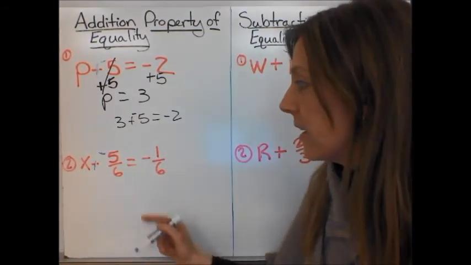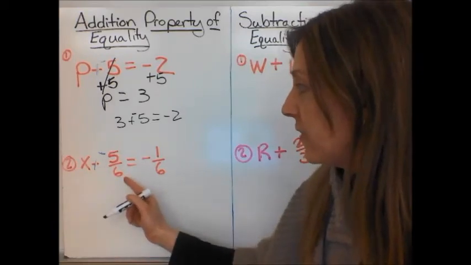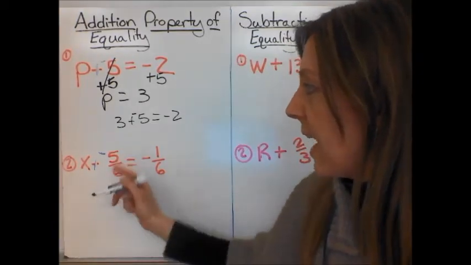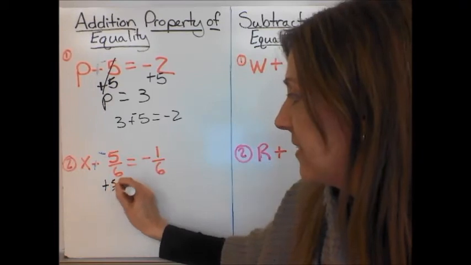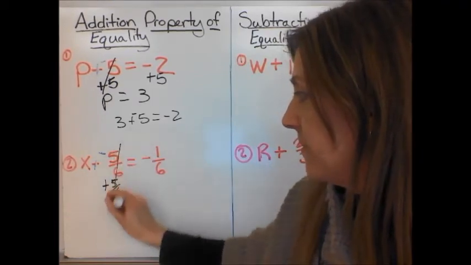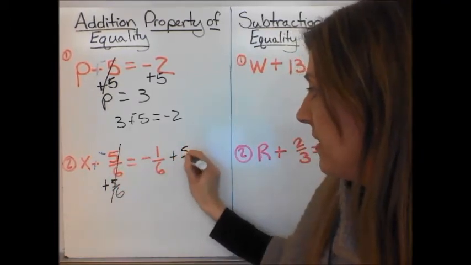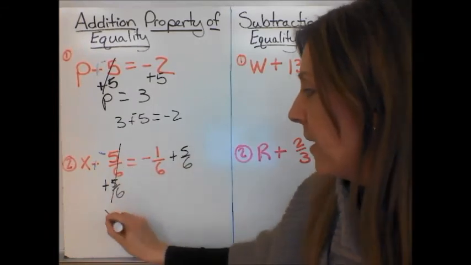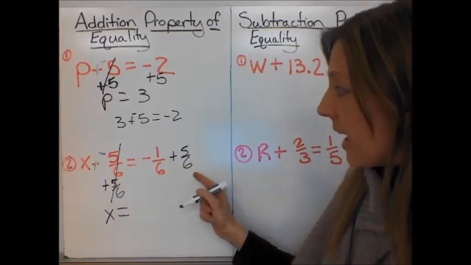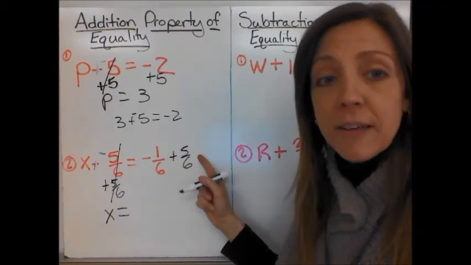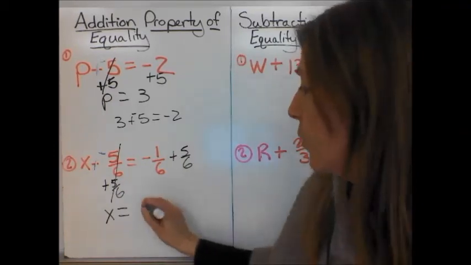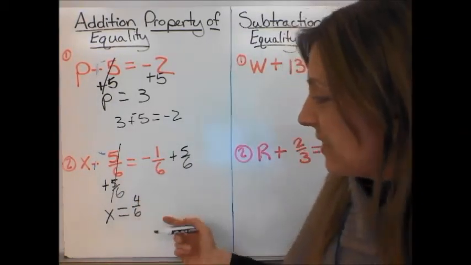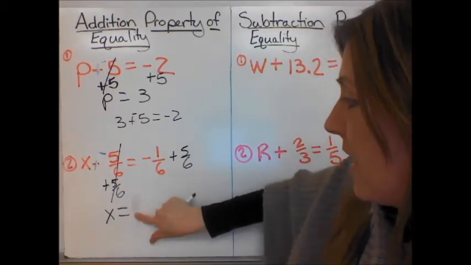Okay, let's go down and take a look at this one. X plus -5/6 equals -1/6. I'm going to add 5/6, and I'm going to add 5/6. This cancels out. I'm left with x on the left. And on this side, a -1 plus a +5 is going to leave me with a +4/6, which is the same as 2/3. So I'm going to go ahead and reduce that.